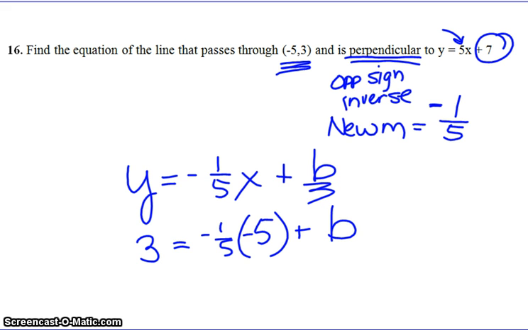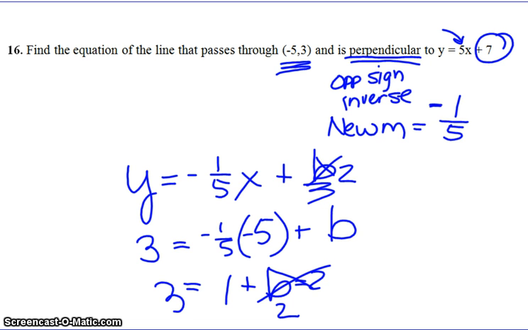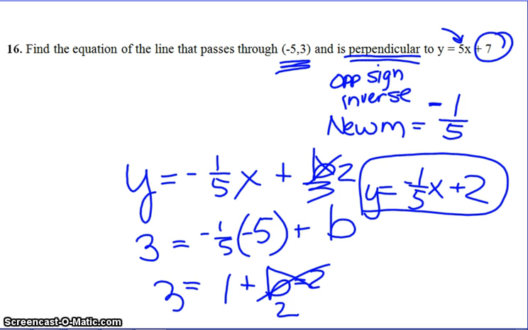This right here, -1/5 times -5 would be a +1. 3 equals 1 plus what? Well, b must be a 2. We can replace this b with a 2. So my equation, this would be a 2. We have our equation here, so you can see we have our answer.